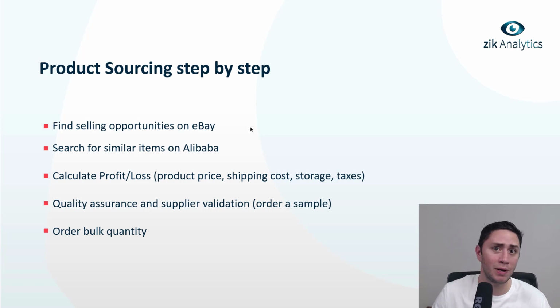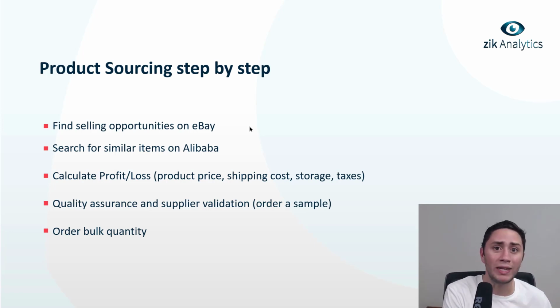I'm going to show you soon one example. I'll share my screen and I'll show you how I look for selling opportunities on eBay using Zik Analytics. But until you've found the selling opportunity, you have nothing to do. So you cannot just go randomly to Alibaba, buy a random product and hope that it will sell on eBay.